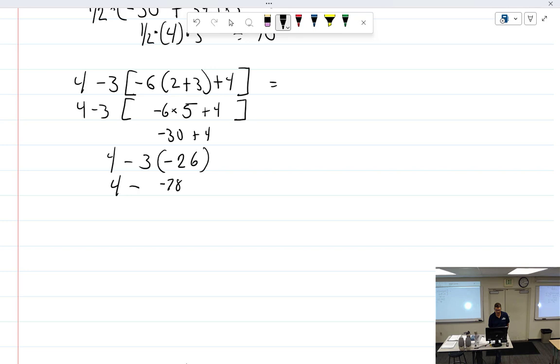Is that correct? Okay, -78. So 3 times -26 is -78. So I have 4 minus -78. And 4 minus a -78 equals 82. That's the tricky part right here, is realizing this is 4 minus 3, not -3 times 26. That's not correct.